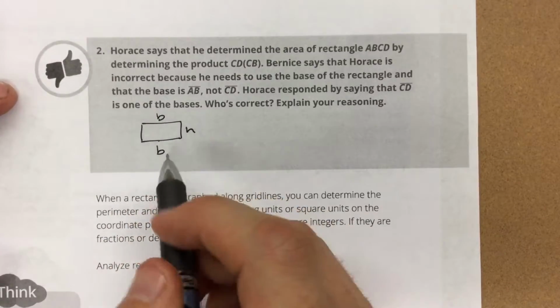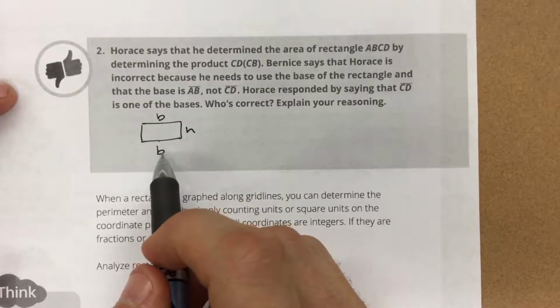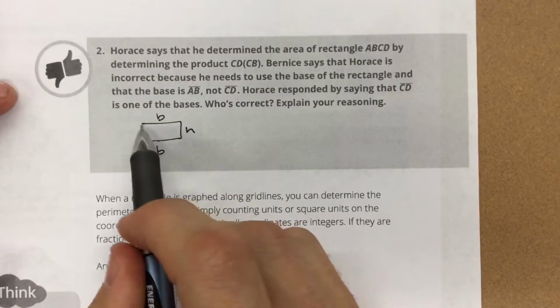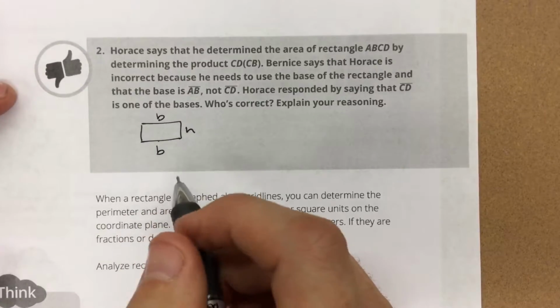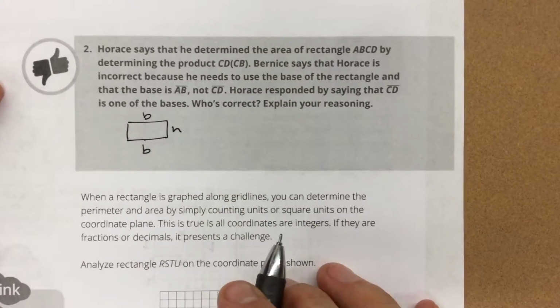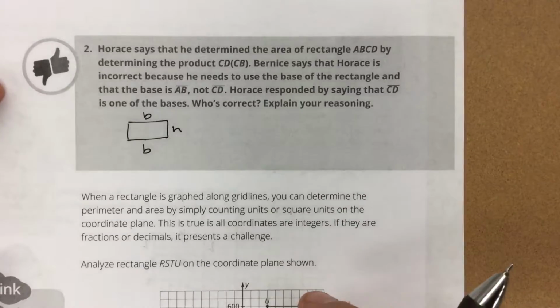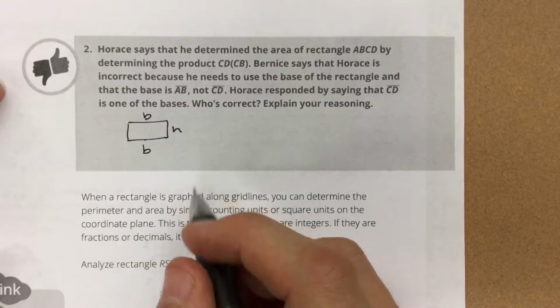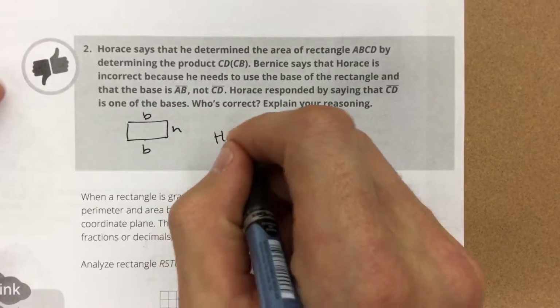So in this case, just like we had A, B, C, D, whether Horace used line AB, which was the bottom one, or CD, which was the top one, he will still get the same answer. So technically, while AB is the base in the sense that it is the bottom line, because they have equivalent values, it doesn't actually matter. So who's correct in this case? It would be Horace.